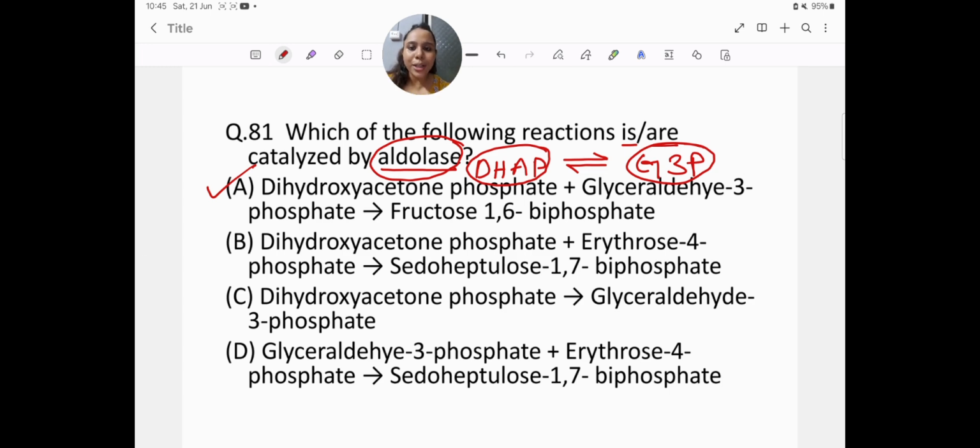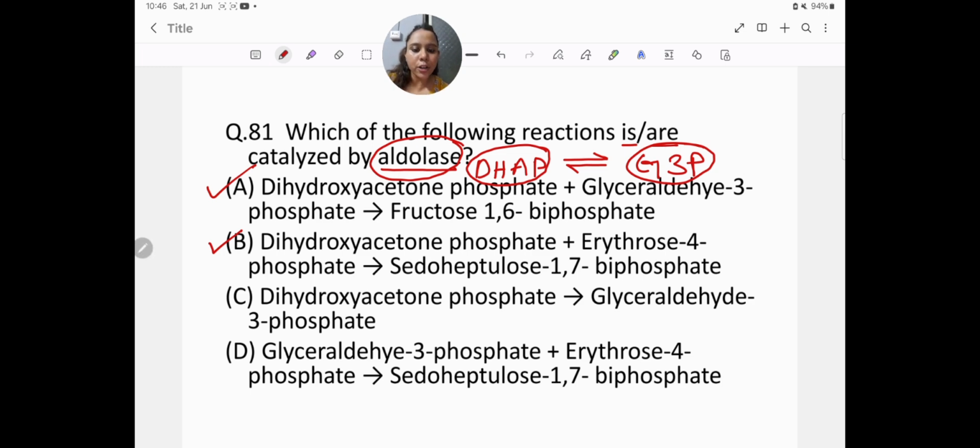So go and check that video so that you can get the correct option. The correct option is fructose 1,6-bisphosphate. It can split into these two 3-carbon compounds with the help of aldolase. Okay, and there is one other correct option, that is option B. Option A and option B both are correct because option B is also true for aldolase.